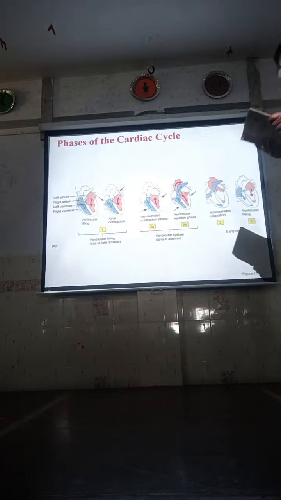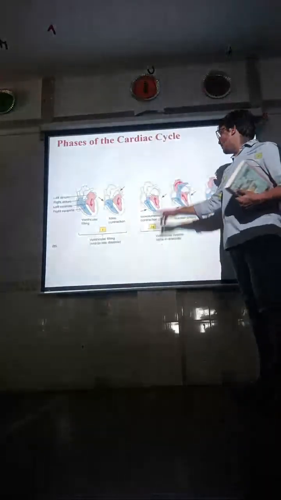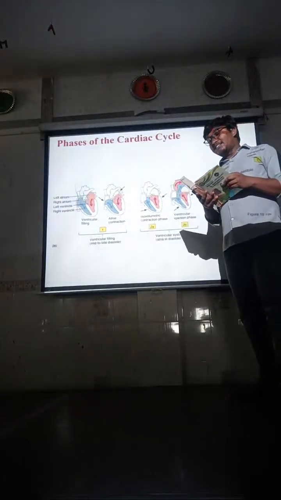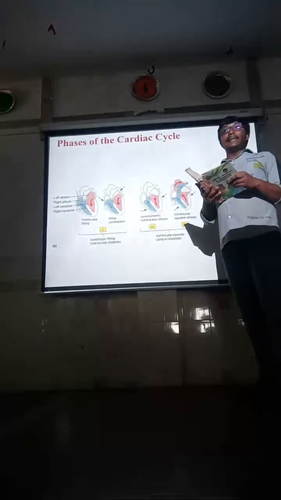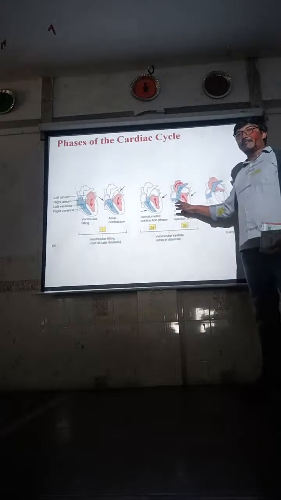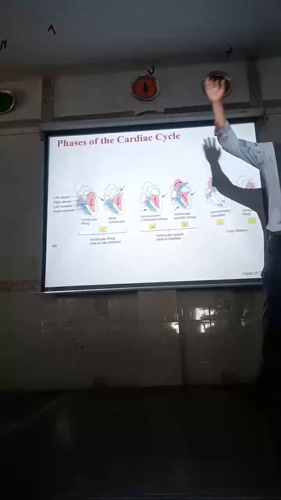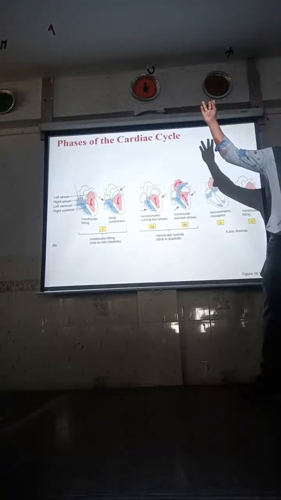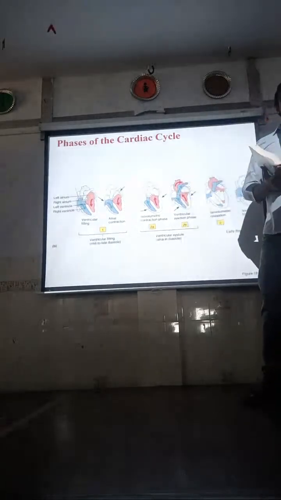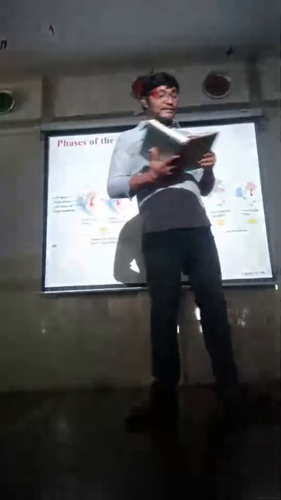Now, the first stage starts immediately after the opening of the semilunar valves. During this stage, a large amount of blood is rapidly ejected from both the ventricles. What are both ventricles? The right ventricle and the left ventricle. So during the starting phase, a large amount of blood is ejected out. It lasts about 0.13 seconds.